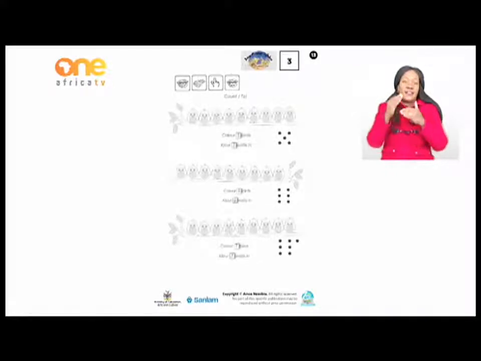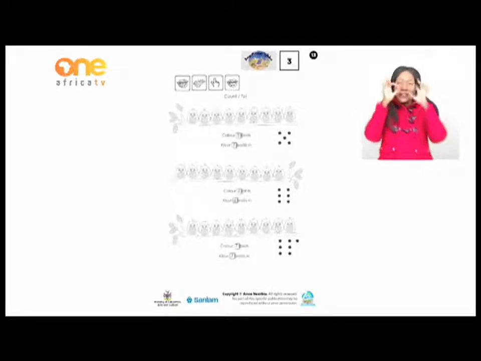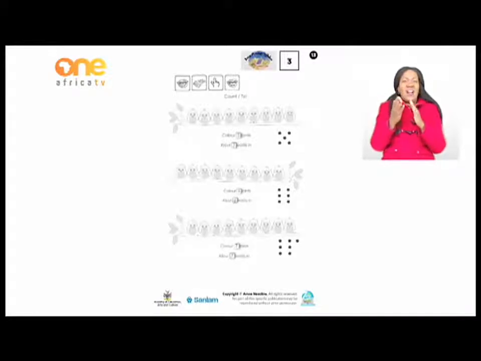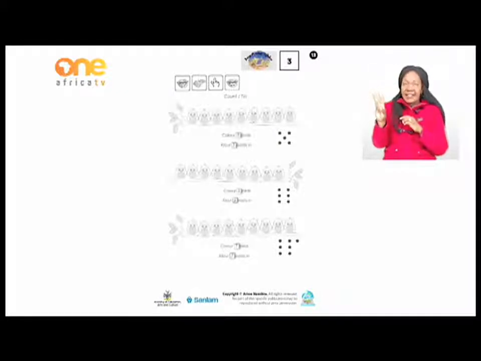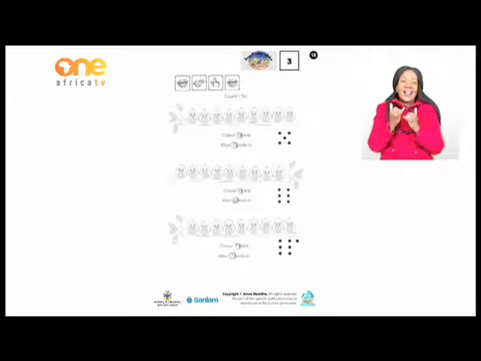In the next row, we are instructed to color 6 birds. Do we know how to count up to number 6? We have dots right under the branch. Let's count and find out how many black dots are under the branch, as you point and we count together. Let's go together. 1, 2, 3, 4, 5, 6.